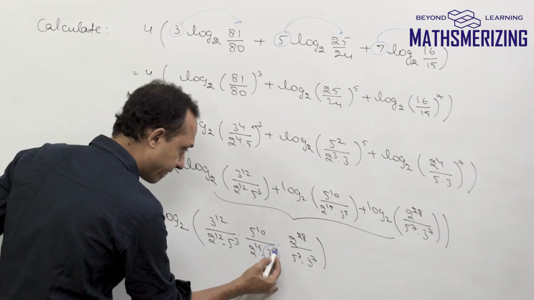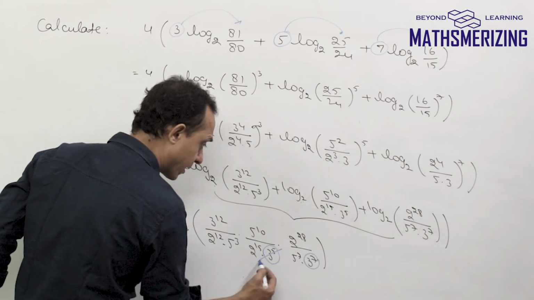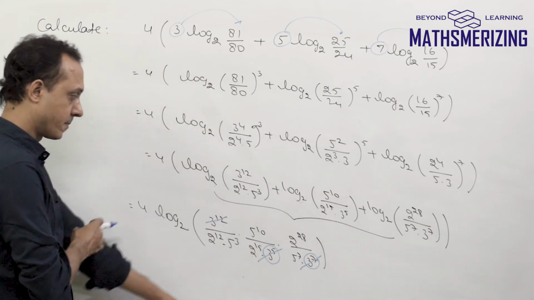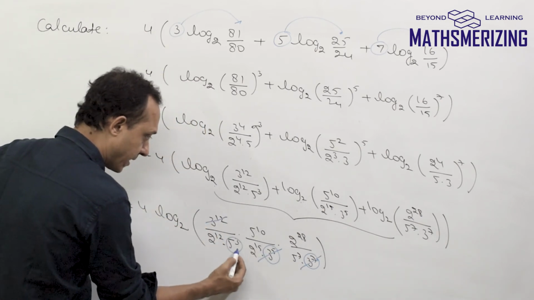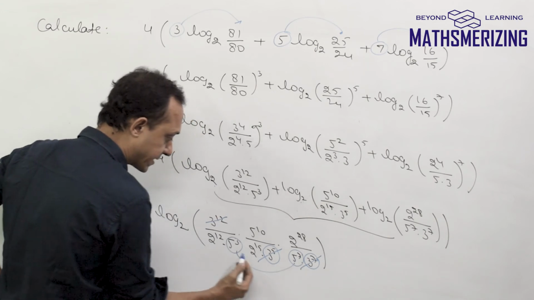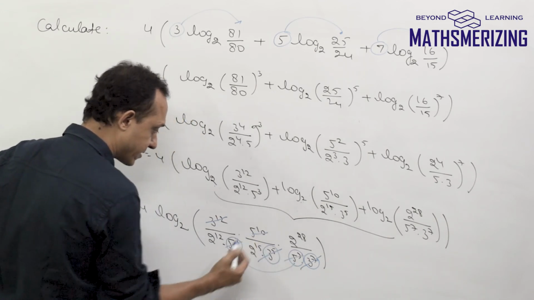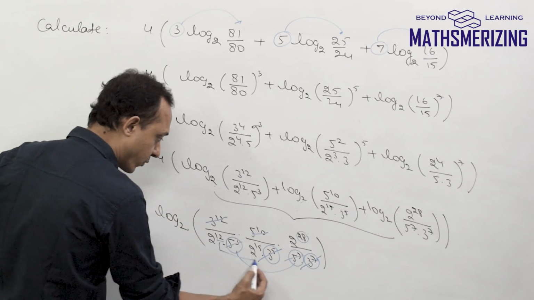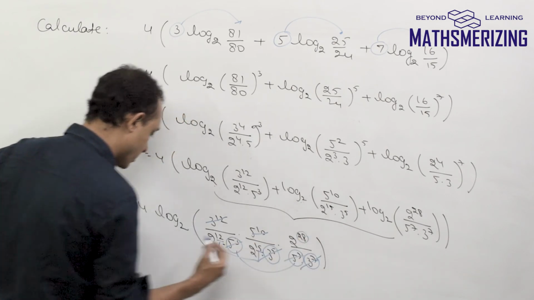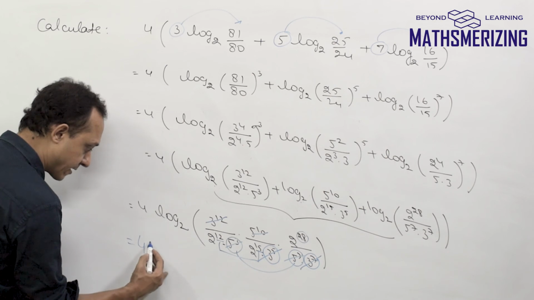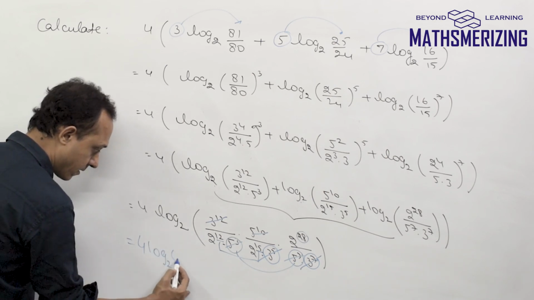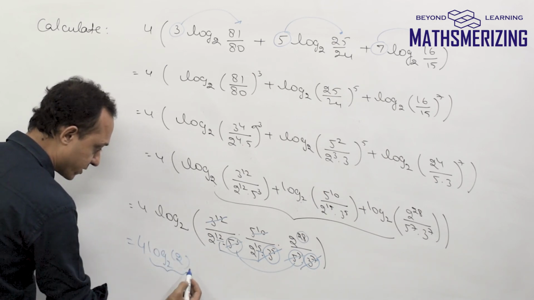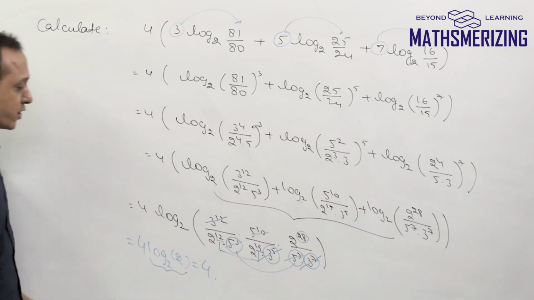Now 3 to the power 5 into 3 to the power 7 is 3 to the power 12, so they get cancelled. Now 5 to the power 3 into 5 to the power 7 is 5 to the power 10, which gets cancelled. Now this is 2 to the power 28, and this is 2 to the power 12 plus 15, which is 27. So what I'll get is simply log 2 base 2, and log 2 base 2 is simply 1. So the answer to this question is 4.